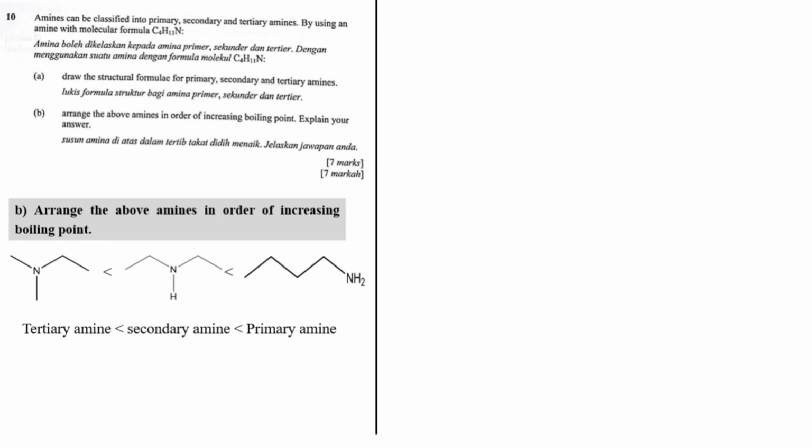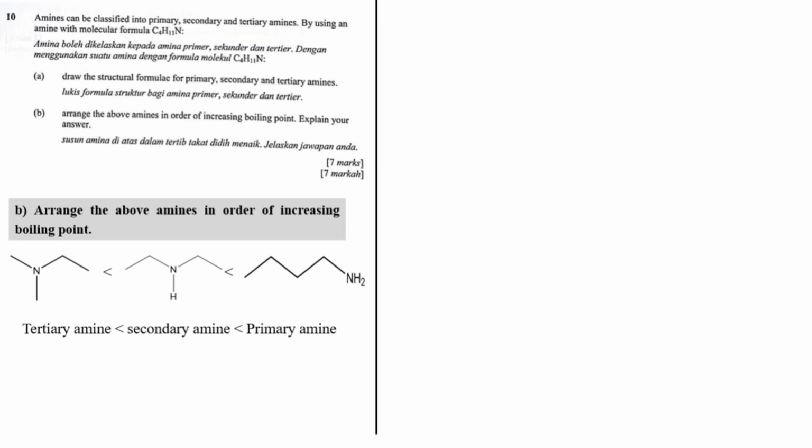So the highest boiling point is going to be the primary amine. So primary amine adalah lebih tinggi takat didihnya berbanding kepada secondary dan juga tertiary. So you can draw the structure as well, or you can make a general statement like this. So primary is going to have a higher boiling point than the secondary, and it's going to be greater than the tertiary.